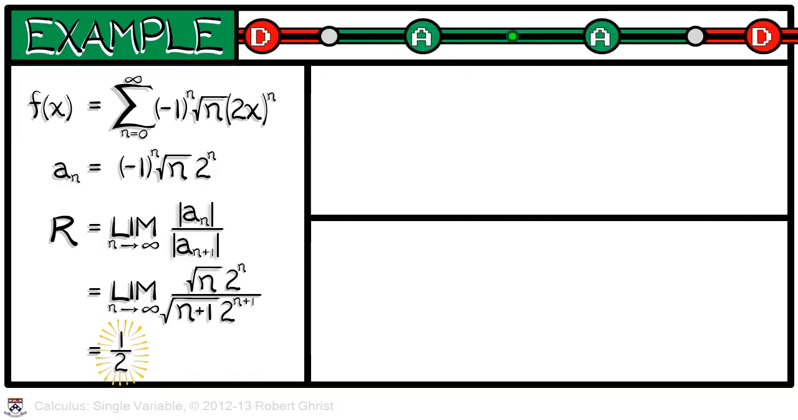Therefore, within 1/2 of 0, we have absolute convergence. Outside of that, we have divergence. What happens at the endpoints?